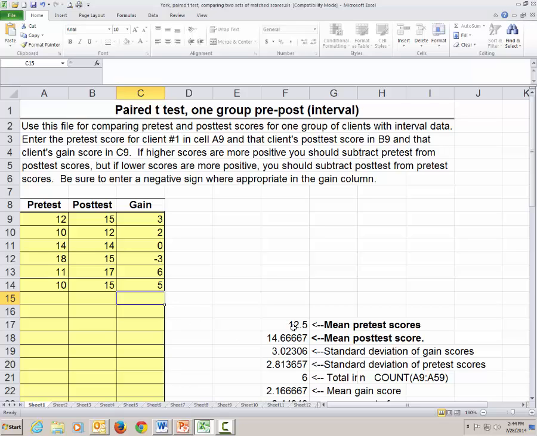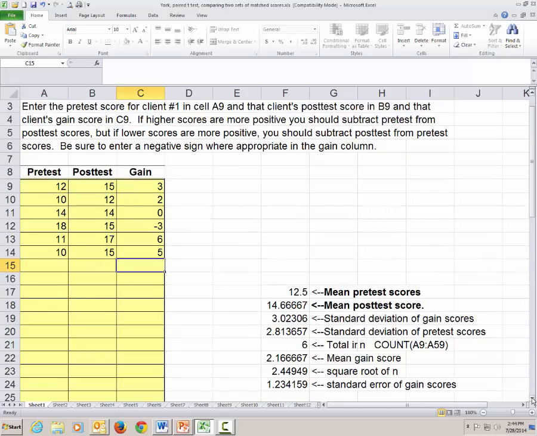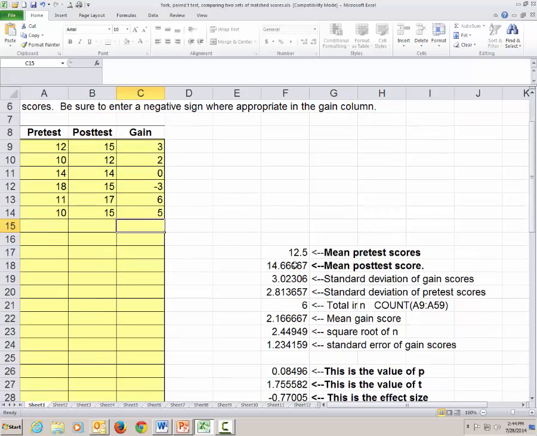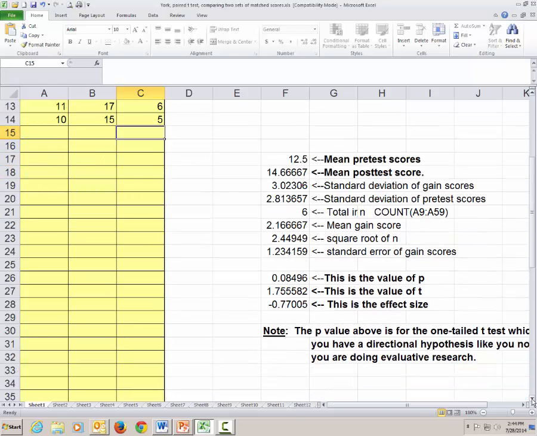Here we see the mean pretest score was 12.5. The mean post-test was 14.6, meaning it did go up. Here are some other scores. Here's the mean gain score right there. That's the 2.16. Now let's look at statistical significance here. This is the value of P, 0.084. Now that does not reach the normal standard for social science data of 0.05 for declaring data to be statistically significant. If your standard is 0.10, however, then it would meet that particular standard.